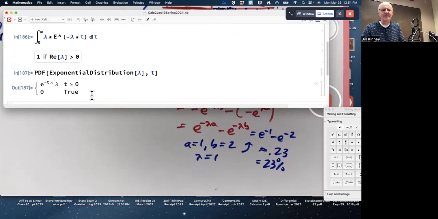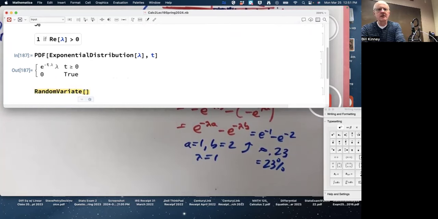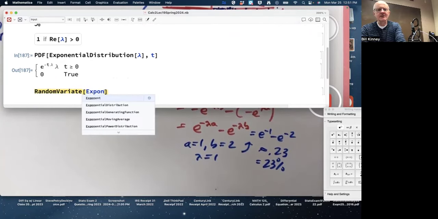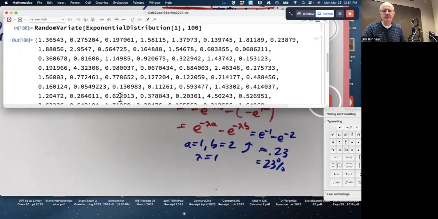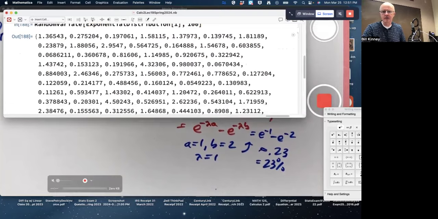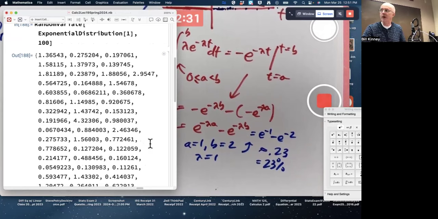And RandomVariate, I showed you this before as well, we'll do simulation. RandomVariate, exponential distribution. Let's pick a value of lambda like 1. I don't need the comma t, I don't need the PDF here. If I want 100 simulated data values, I put a comma 100. There's 100 simulated data values. What I'm predicting by this probability calculation is that approximately 23% of them are between 1 and 2.